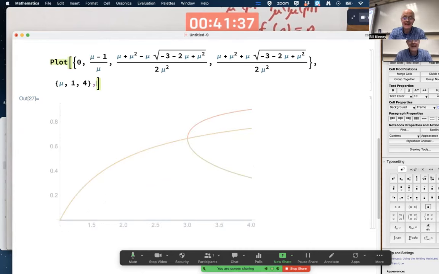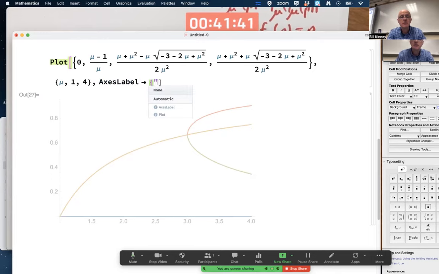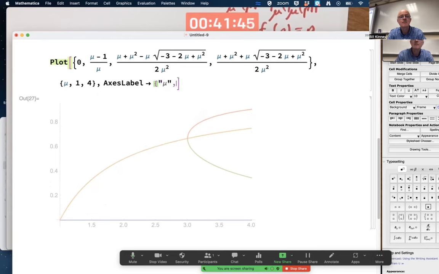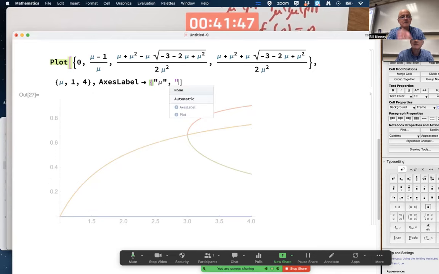Let's label the axes. Mu would be the horizontal axis. What's the vertical axis? It depends. Sometimes it's fixed points, sometimes it's period 2 points. Maybe I should just call it special points.